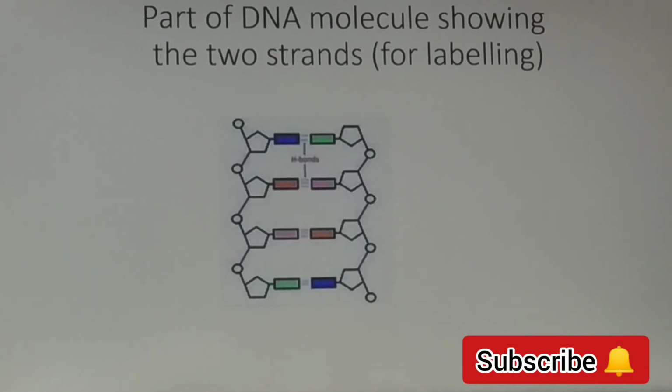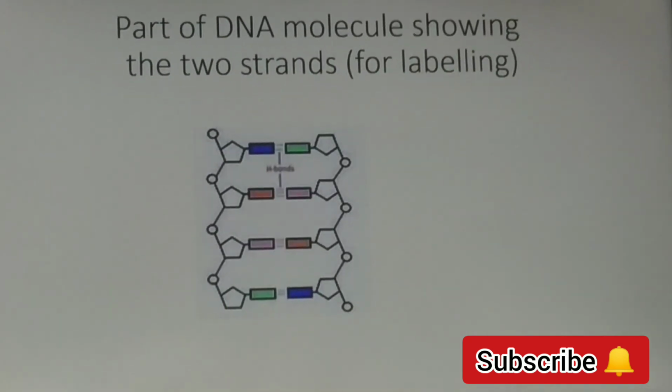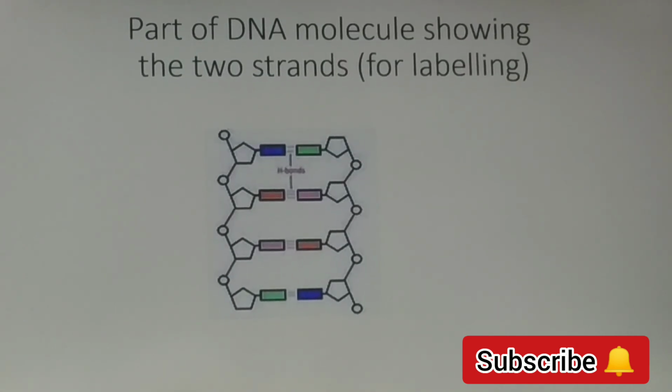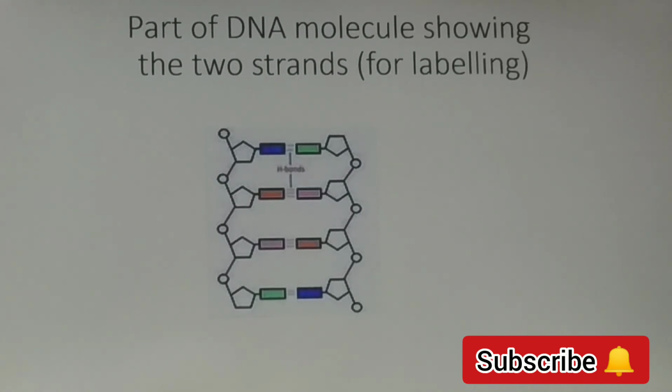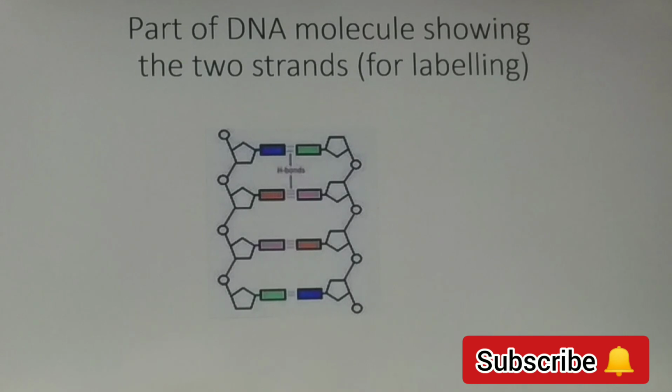A diagram that you can expect as a diagram-based question. For labeling, it can be asked to identify the figure and label the parts. For labeling the parts, you should know the sugar molecule, the phosphate group, the nitrogen base, the hydrogen bonds between the nitrogen bases, etc.